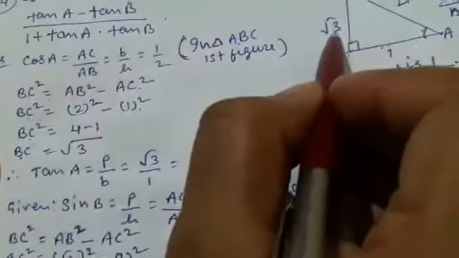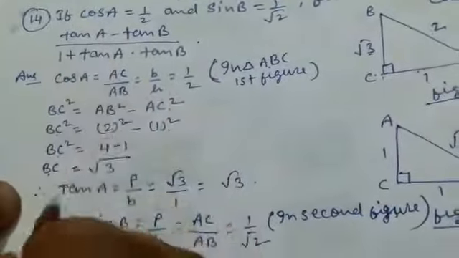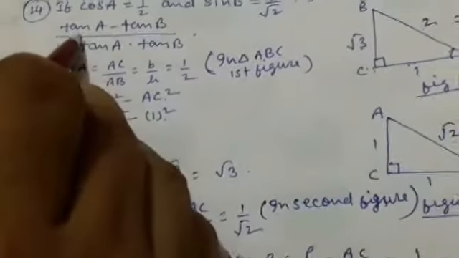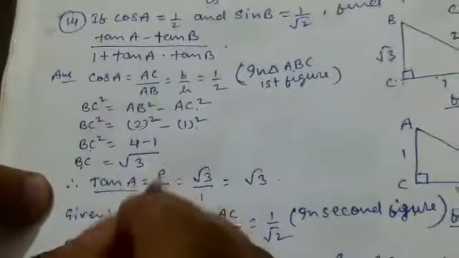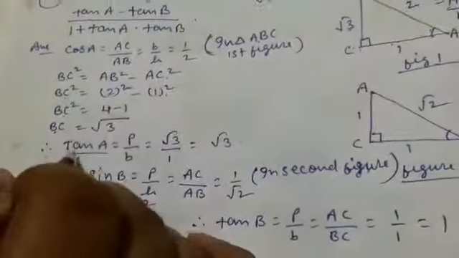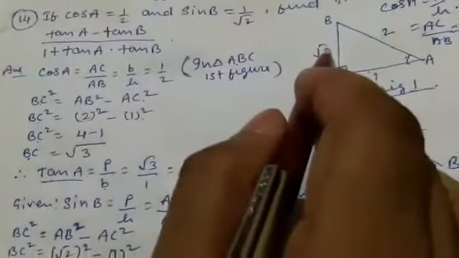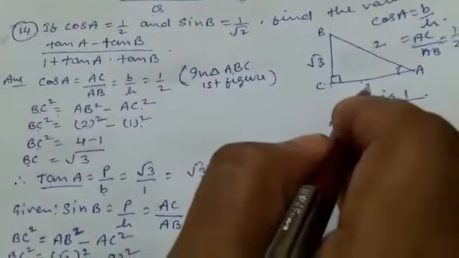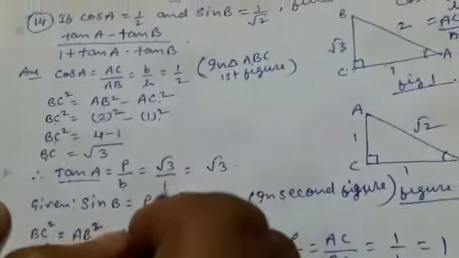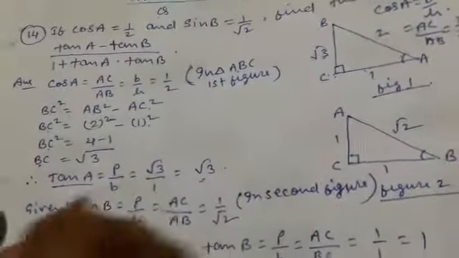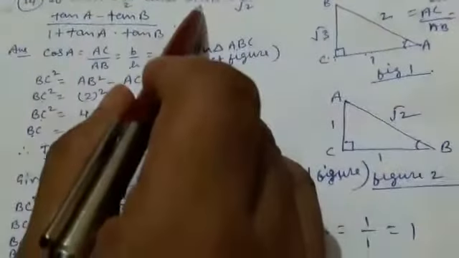Now we got this value. Now what will be the value of tan A? In the question it is given tan A, no? So let us find out the value of tan A. As we know, tan theta is equal to P by B. So tan A is equal to, this will be perpendicular and this one will be base. So root 3 by 1, it means root 3.